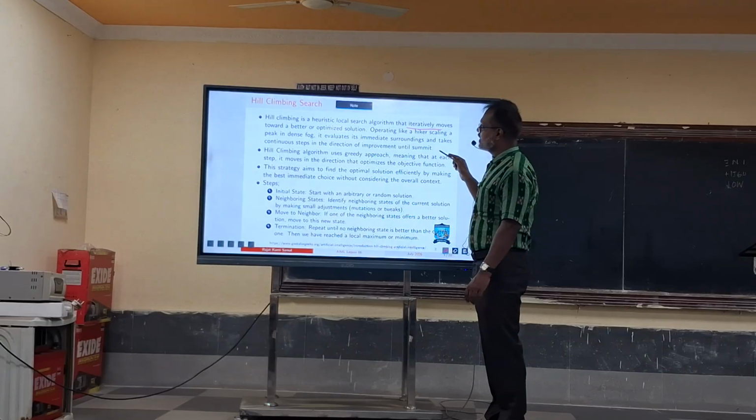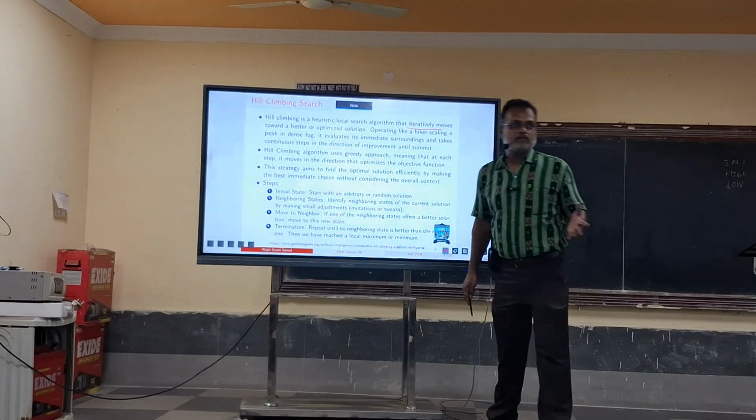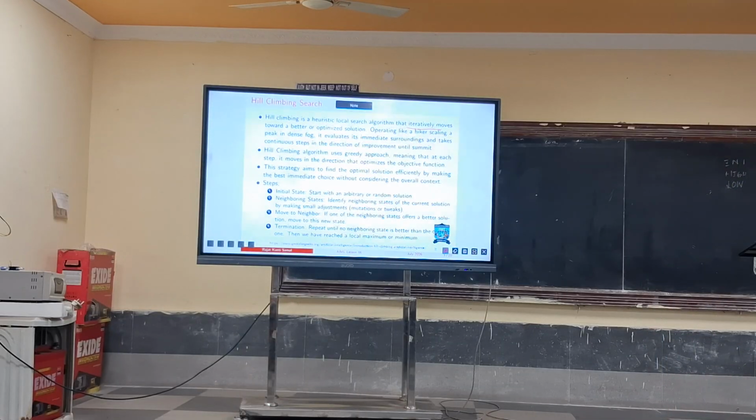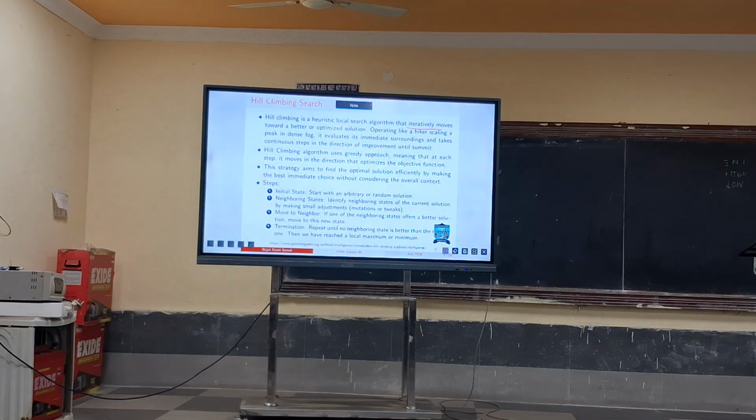Operating like a hiker scaling a peak in a dense fog. Some hiker is scaling a peak and there is fog, so he won't say that I will go to the peak. No, he is just trying to get to the next one which is available. That may not be the global one.